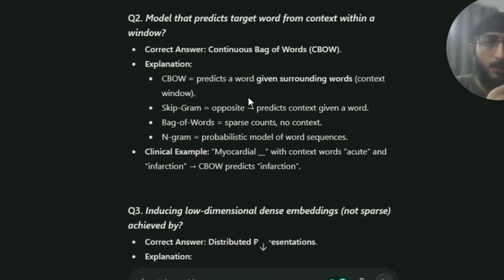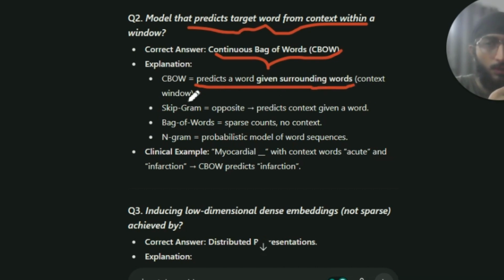Now, the model that predicts a target word from context within a window. So the answer is continuous bag of words, CBOW. This is the model that predicts a target word from a context within a window. So it predicts a word given surrounding words, the context window. Skipgram is the opposite. It predicts context given a word.